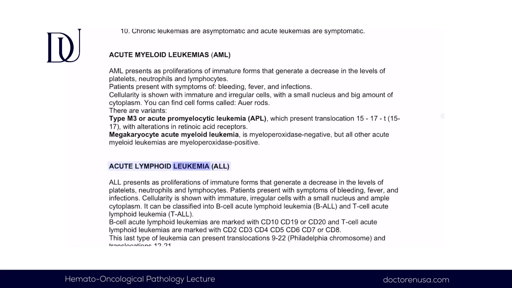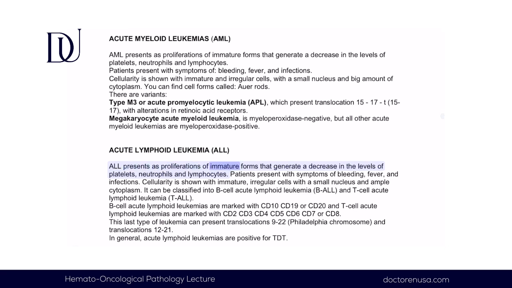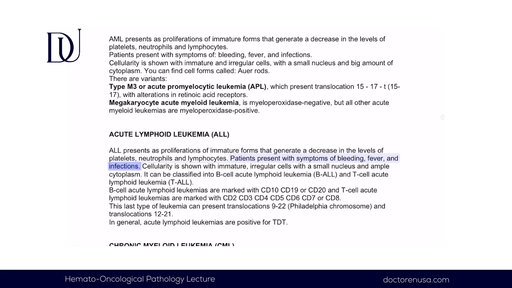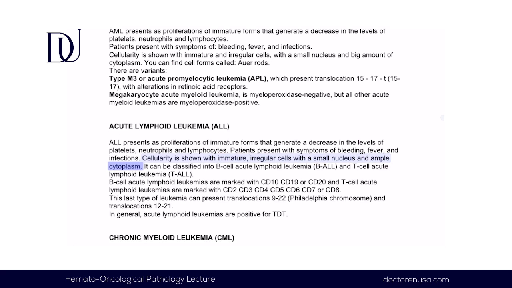Acute lymphoid leukemia, ALL, presents as proliferations of immature forms that generate a decrease in the levels of platelets, neutrophils, and lymphocytes. Patients present with symptoms of bleeding, fever, and infections. Cellularity is shown with immature, irregular cells with a small nucleus and ample cytoplasm.